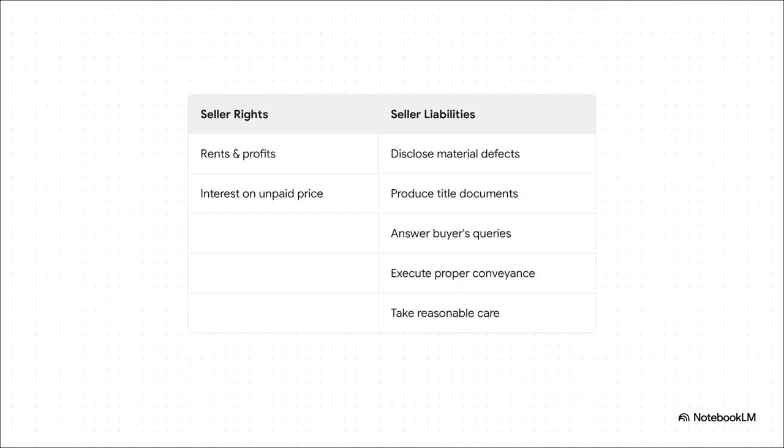First, we have the seller's rights. 1. Right to rents and profits till ownership passes. 2. Right to interest on unpaid price. Now look at the seller's liabilities. 1. To disclose material defects under Section 55, subsection 1, Clause A. 2. To produce title documents. 3. To answer buyer's queries. 4. To execute proper conveyance. 5. To take reasonable care of property. Drawing a comparative table exactly like this in your answer script saves the examiner time. And let me tell you, an examiner whose time you save is an examiner who awards full marks.